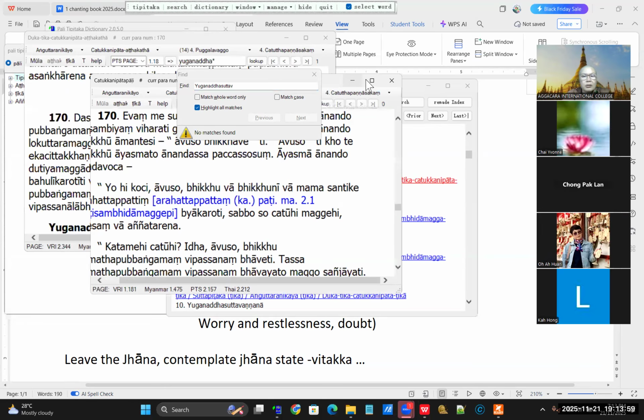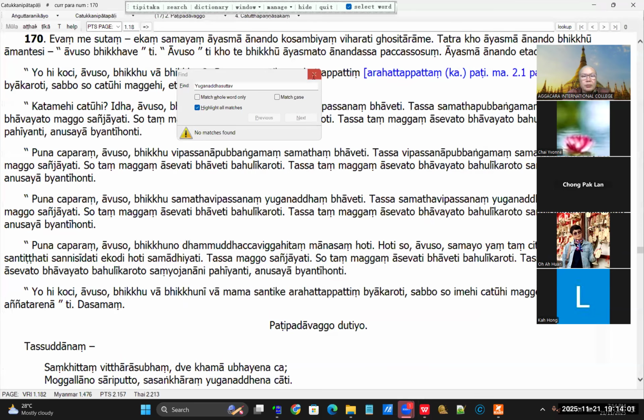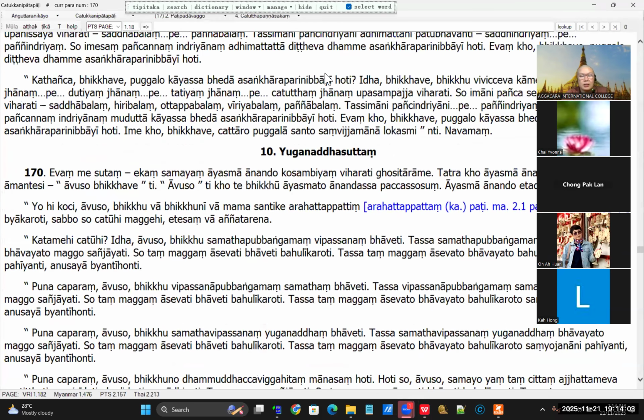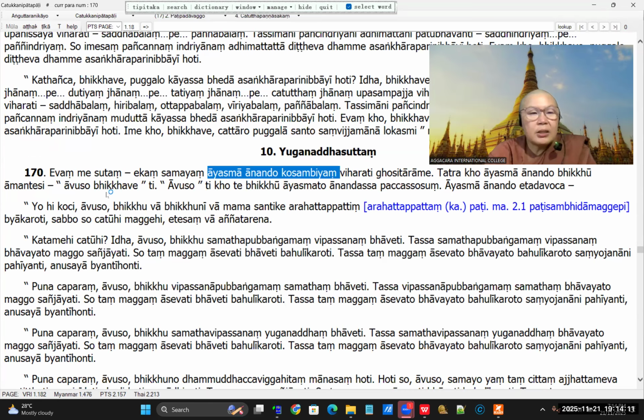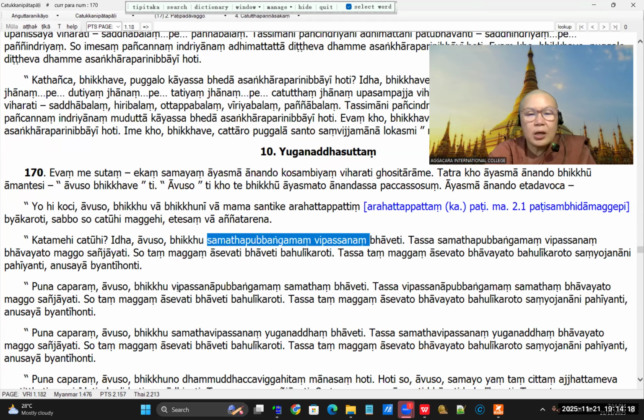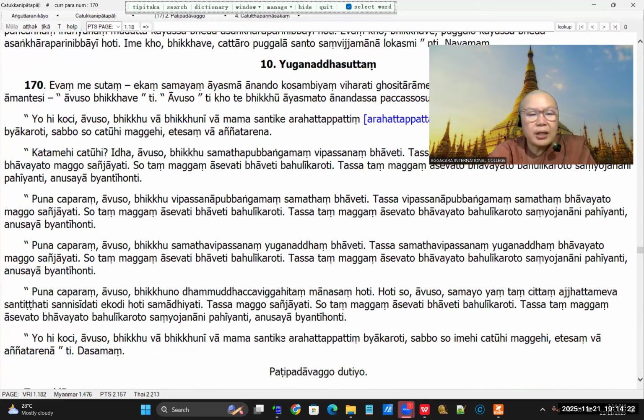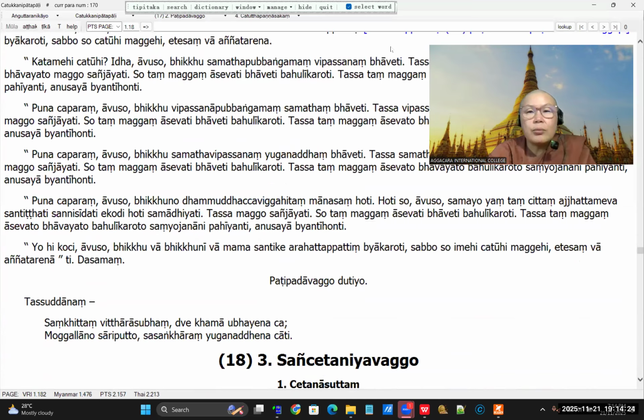Okay, now this sutta is preached by Ananda in Kosambi, in the Ghositarama, right? So at that time, Ananda told the monks there are 4 ways. So samatha, vipassana, and so on. Okay, so these were preached by Ananda. So we can see this inside the original sutta.